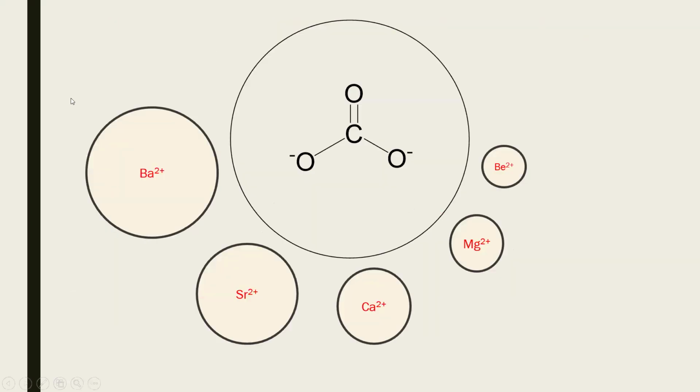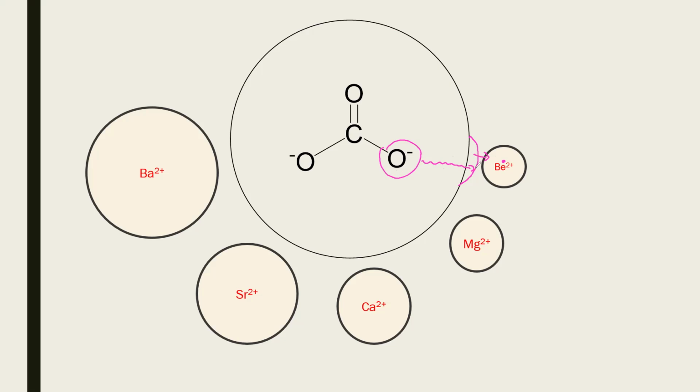Here are a few very important points. What happens when you have a high charge density? As I mentioned, you use beryllium as an example. When it is put close to a large carbonate ion, what will happen? Due to the small cation, it is able to attract the electron cloud of the carbonate ion close to it. If you look carefully, the oxygen closest to the beryllium is attracted close to it. So what will happen?